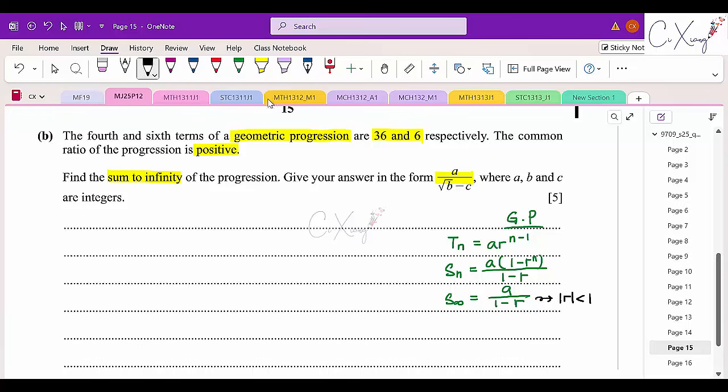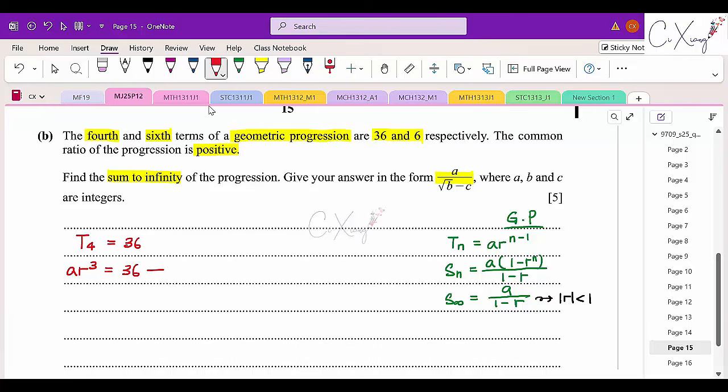Then let us try to set up the question here. They are talking about the fourth and also the sixth term. Fourth term means T4, and T4 should be equal to the given 36. Put in the formula into T4, I will be having a. I don't know what the first term is, I also don't know what r is, but I know that it is power 3 because n is 4, minus 1 is 3, equals 36.